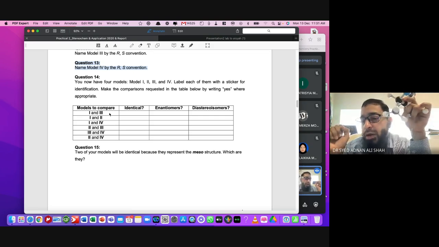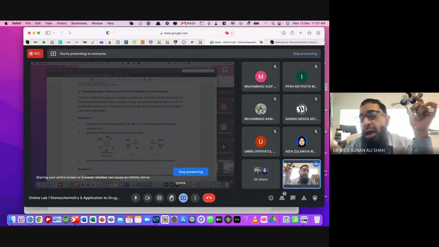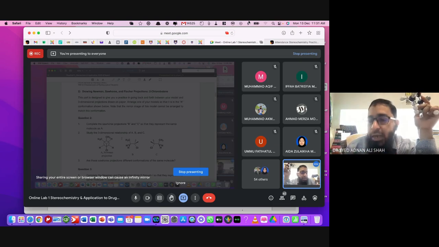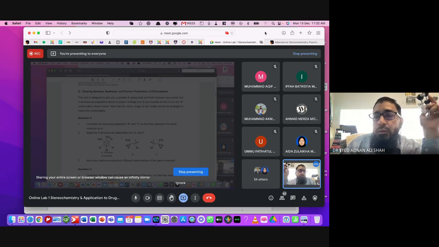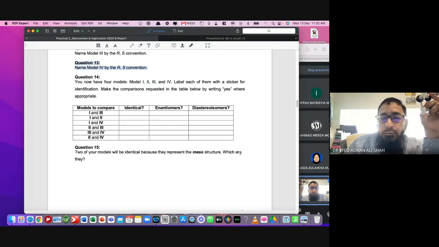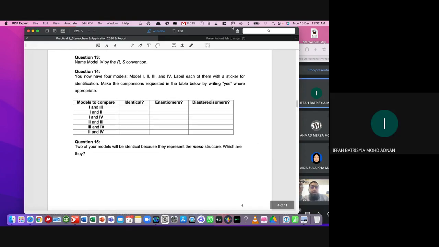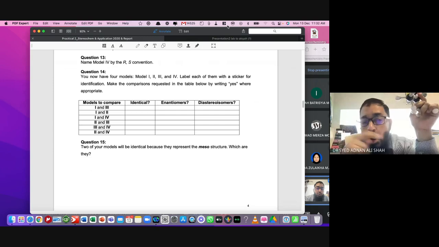So you just have to compare with the previous answer, whether they have the exact opposite stereochemistry, then they are enantiomers. If they are not identical and not mirror images, then they will be diastereomers. Understand? Yes. Yeah. So like this, now we come to the concept of meso structures.